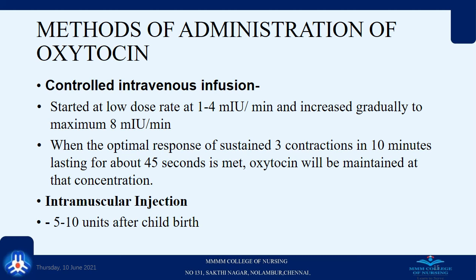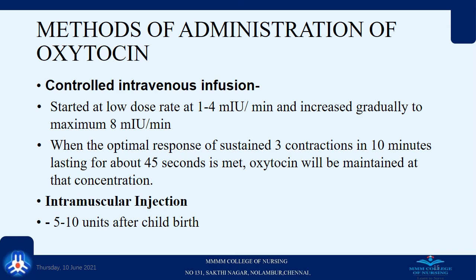In case of intravenous infusion, we have to start at a low dose rate. We have to start with a low dose rate of 1 to 4 milli-international units per minute and increase gradually to a maximum of 8 milli-international units per minute. We have to increase the rate of infusion gradually. So we have to first start at a low dose rate.